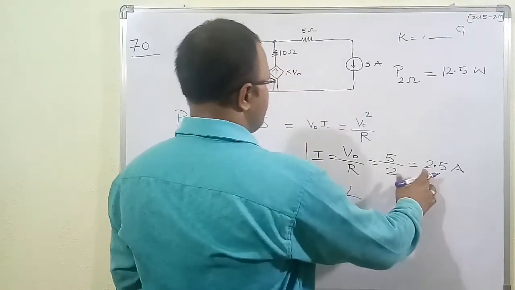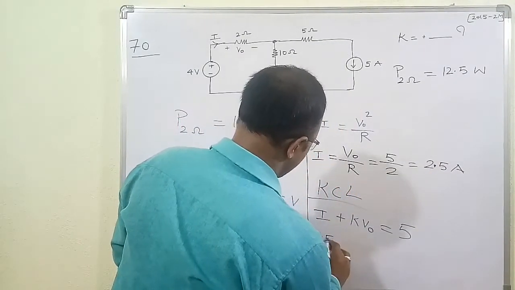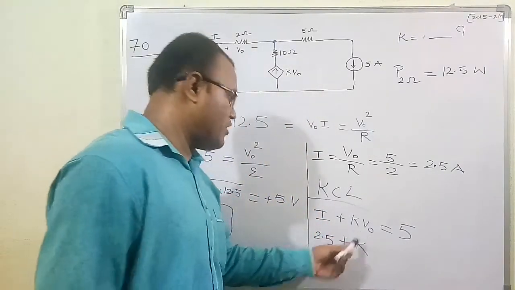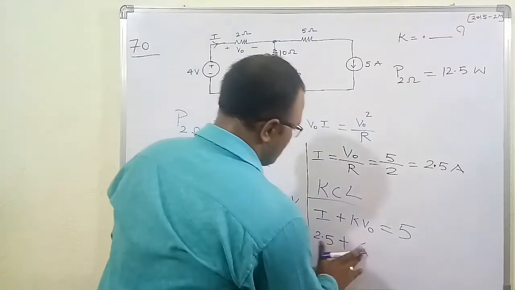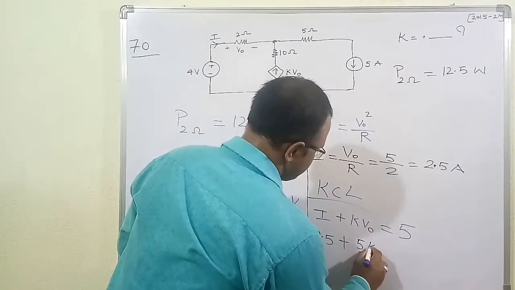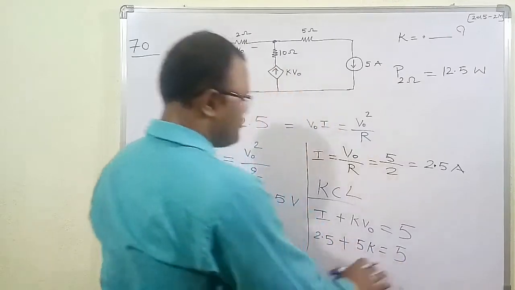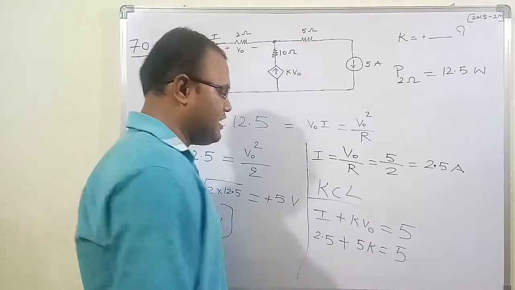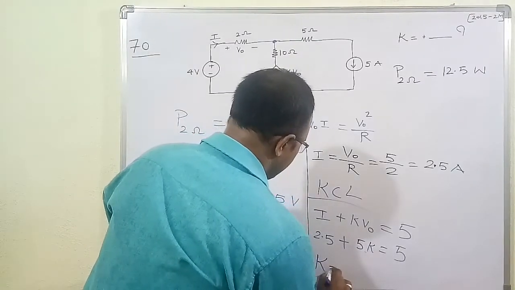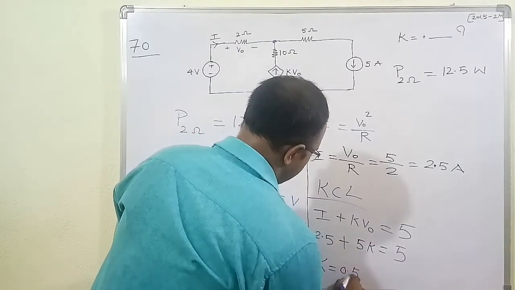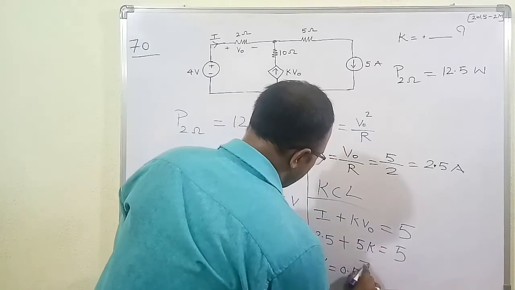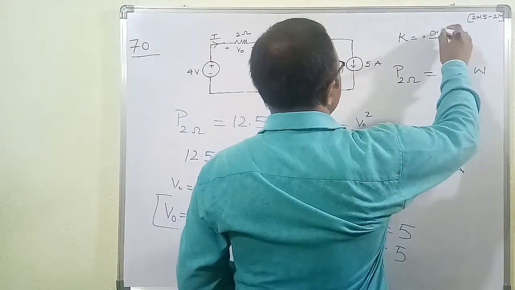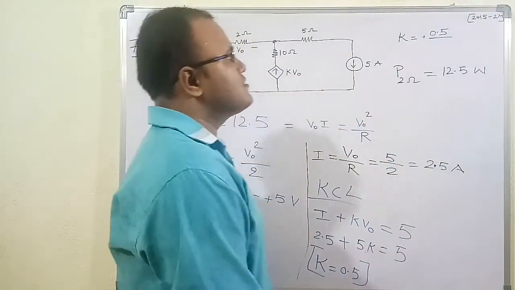I we already figured out, which is 2.5, and we need to figure out the value of K. We already know the value of V0 is 5. So 2.5 plus 5K is equal to 5. There is only one equation with only one unknown, which is K. If you do the simplification, the value of K is equal to 0.5. Since K is always positive in this problem, our final result is that the value of K is 0.5. This is the required solution.